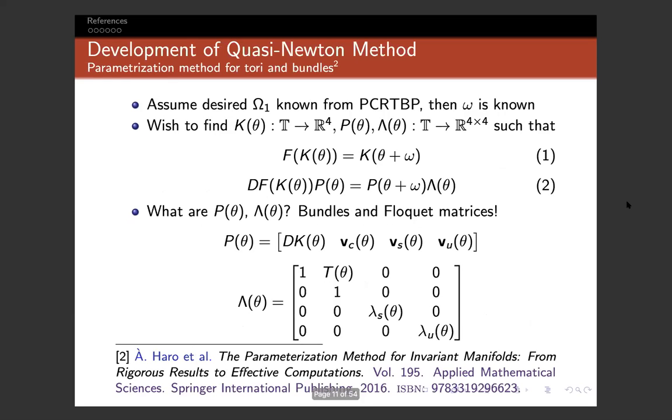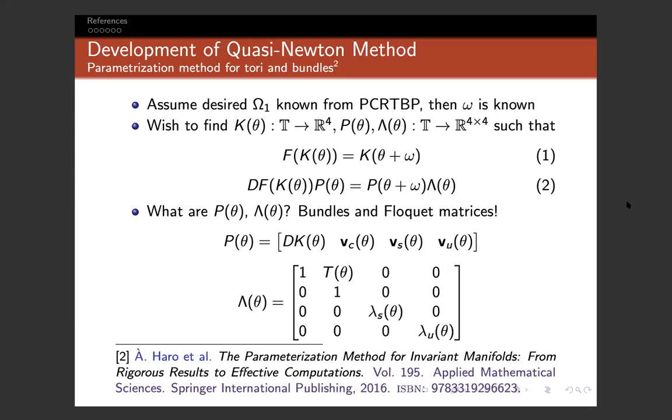So considering the stroboscopic map, we assume that the frequency of the other angle, big omega 1, is known from the planar circular problem. And this is known if you know the period of a periodic orbit that you're trying to continue into the perturbed problem. And now we want to find parametrizations K, P, and big lambda, where K is a vector valued function of an angle, and P and big lambda are matrix valued functions of an angle, such that equations 1 and 2 here are satisfied. The first equation just means that F maps points of K onto translated points of K.